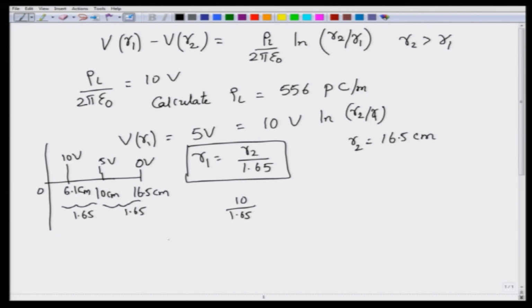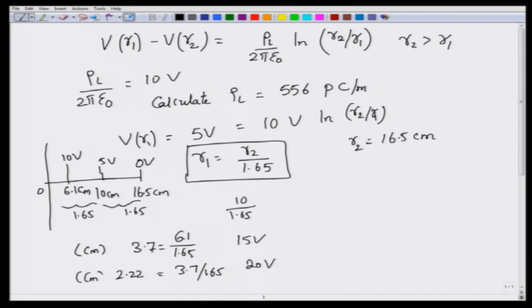Okay. For example, at 6.1 by 1.65, which is approximately 3.7 centimeters, the potential here will be equal to 15 volts. The potential becomes 20 volts at 3.7 by 1.65, which is around 2.22 centimeters from the origin, okay, and at 16.5 it is 0.